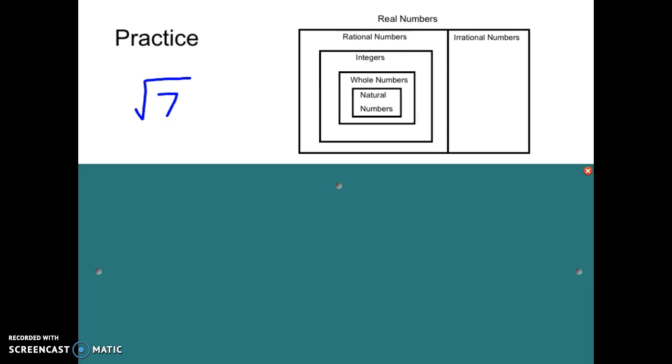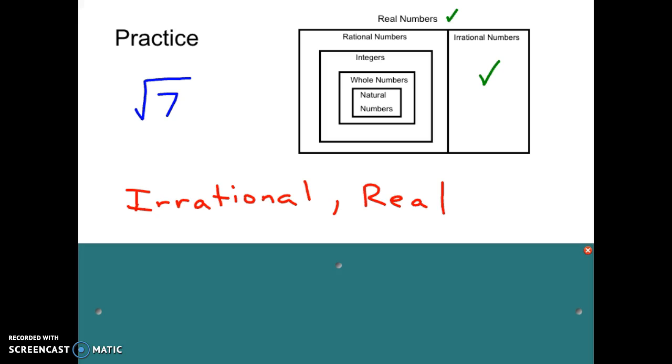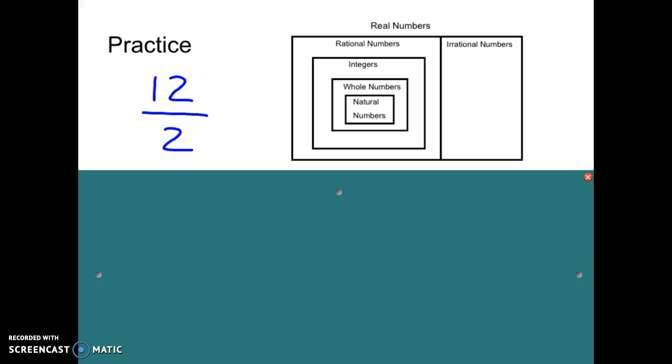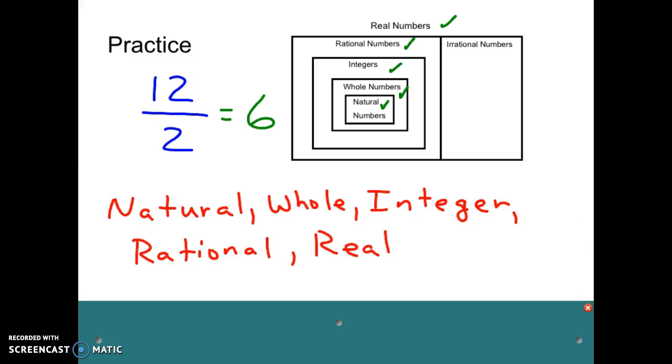The square root of 7. Since we do not know exactly what the square root of 7 is, that would make it an irrational number and a real number. Next, 12/2. Like I stated before, best bet is to take a second and simplify it. So 12/2 could simplify to be 6. The smallest subset 6 belongs to is the natural numbers. So therefore it's a natural number, a whole number, an integer, a rational number, and a real number.